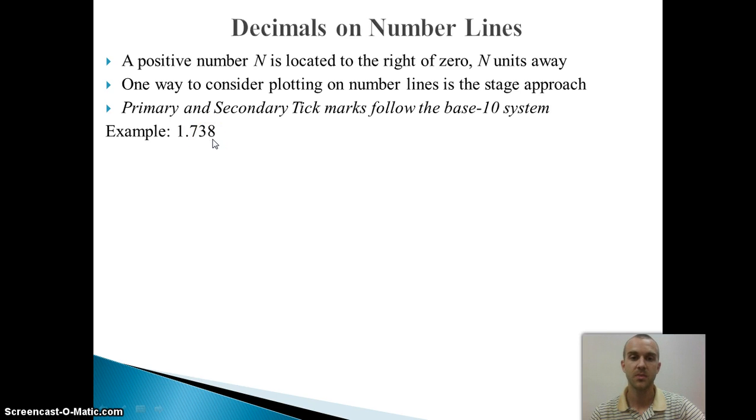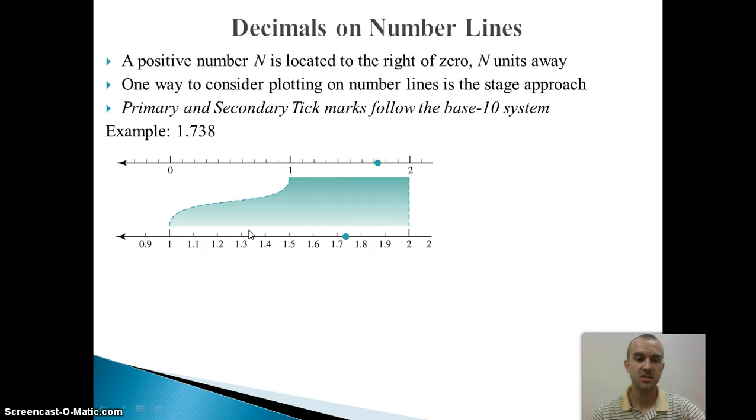So here I have 1 and 738 thousandths. If I start with just a general number line, my major tick marks are ones. That means each of my minor tick marks are tenths, because that's the next smallest in the base 10 system. And I know that this number would be somewhere between 1 and 7 tenths and 1 and 8 tenths. I'll put a point there. Now what I'm going to do is zoom in between those two tick marks, the 7 tenths and the 8 tenths.